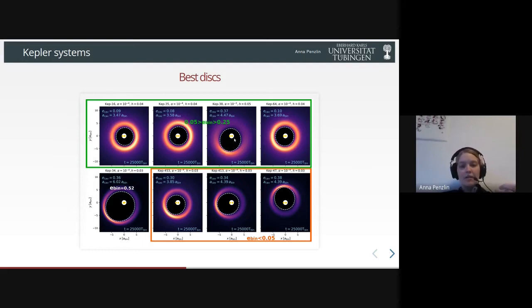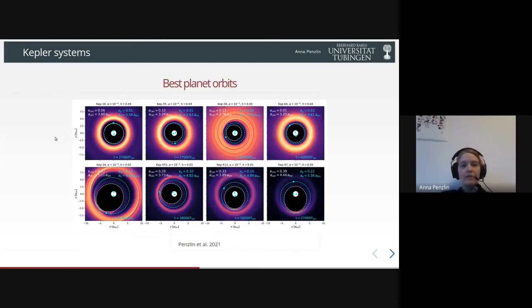For the lower part, we have 3 systems that have a very small binary eccentricity. And if you remember the map, that means that you get the most eccentric inner cavity possible. As you can see, they are more eccentric than in the upper panel. And then the last system here is one where you actually have a very eccentric binary that also eventually creates a very eccentric cavity. There's just this single case where you have this.